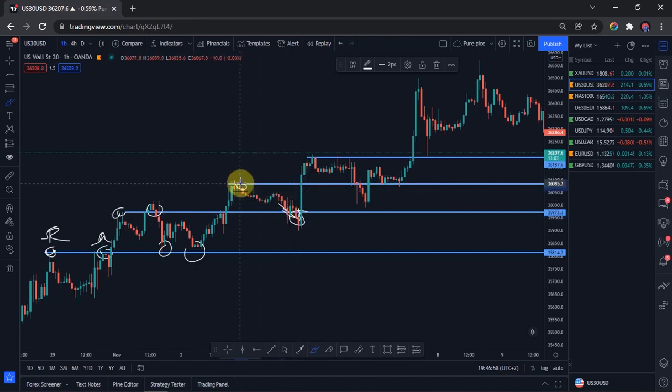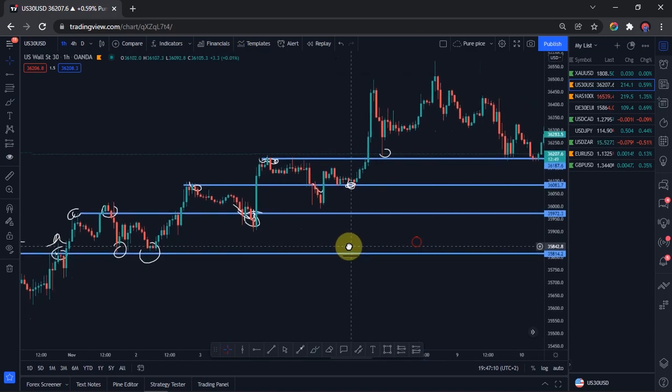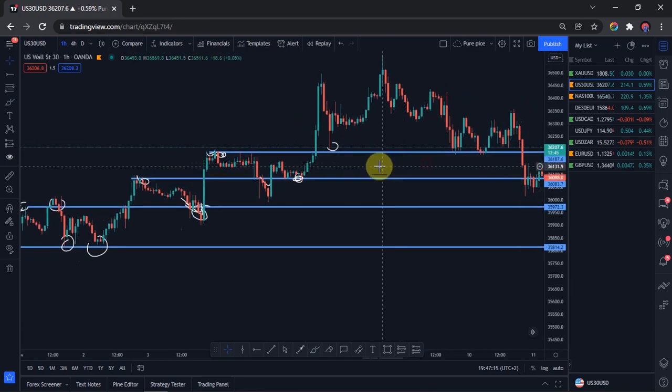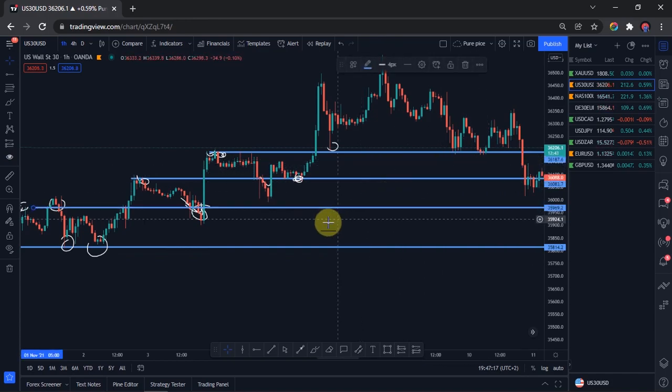Same thing applied here. Here is our resistance. It was broken, but it was able to be retested. And the same thing applies here, although not perfectly. Price bounced as a resistance and then tested with that wick or tail, and then in the near future it also bounced there. So there's something I want to highlight even in this area.